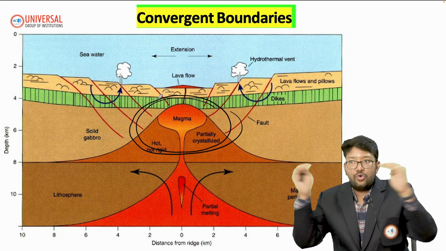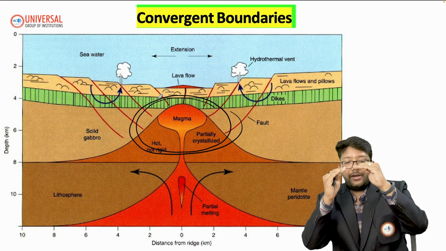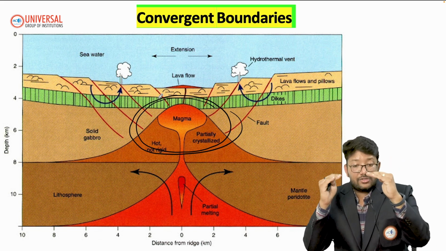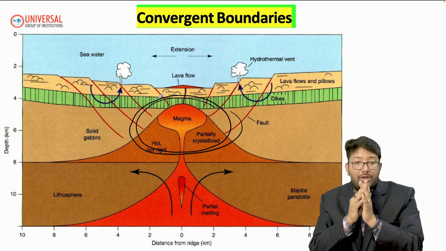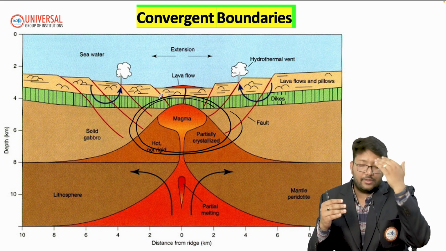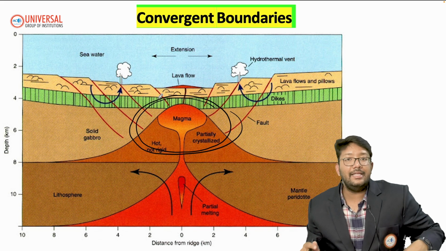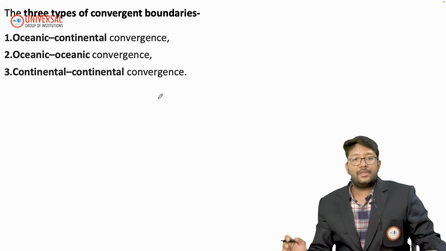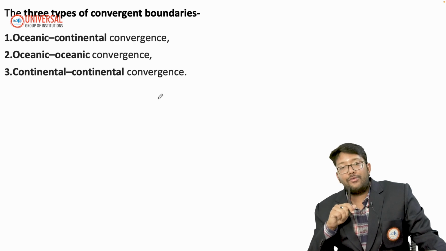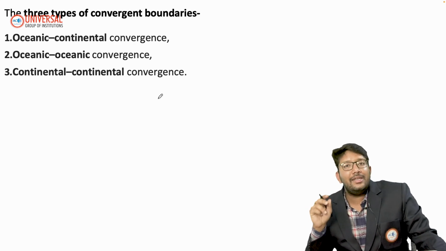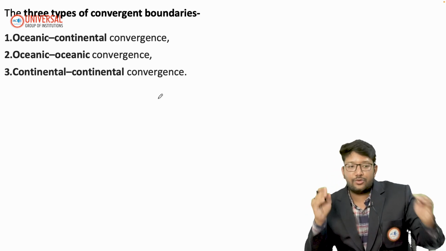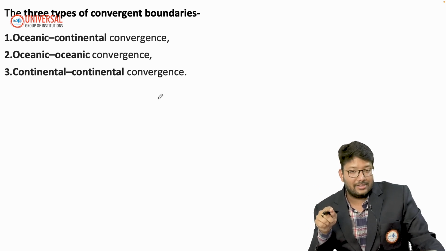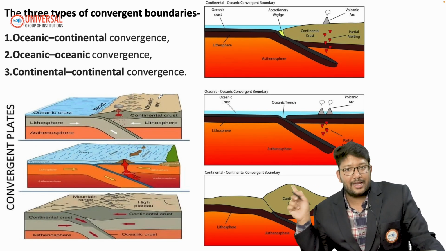When two oceanic plates are colliding, what will happen? One oceanic crust will be destroyed. And when two continental crusts are colliding, granite is formed. I already told you about it, right? There are three types of convergent boundary also. First is oceanic-continental convergence, second is oceanic convergence, third is continental convergence. You have to remember that. The diagram is there.